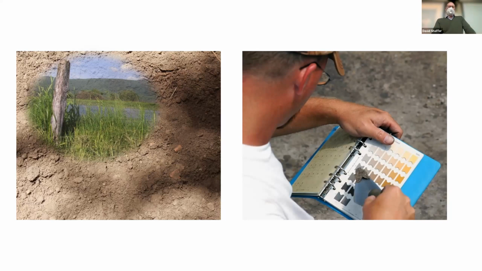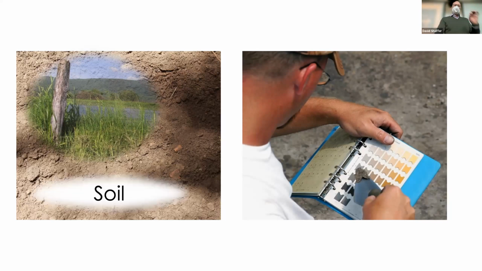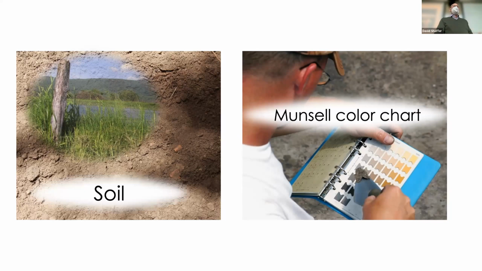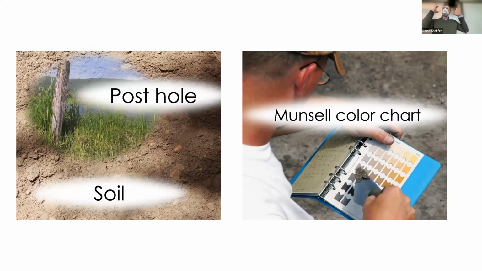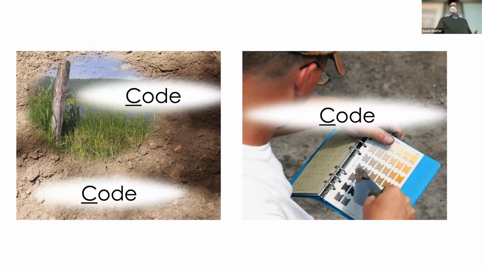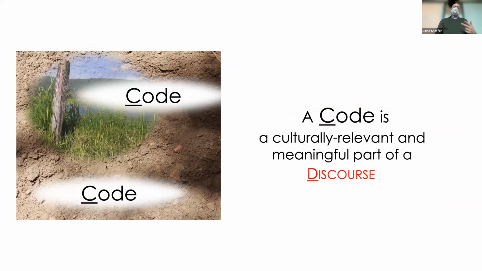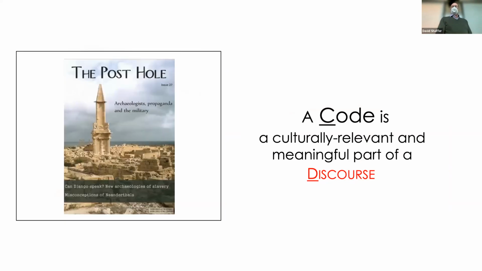The point here is that archaeologists think about the soil and Munsell color charts and post holes. And these are the frame, the lens with which they're looking at soil, which is very different than the lens that I was using to look at the dirt. And in technical terms, things like soil and Munsell color charts and post holes are codes, right? And a code is just a culturally relevant and meaningful part of a discourse. It's one of the things that people attend to from some cultural perspective. And if you don't believe me that post holes are an important cultural part of the discourse of archaeology, I would submit that one of their journals is called The Post Hole.